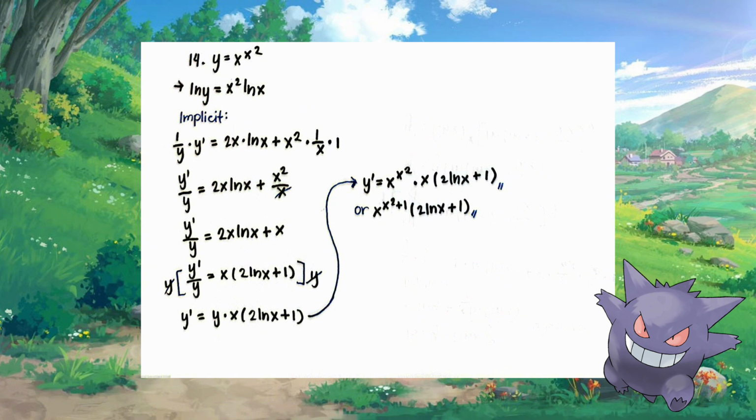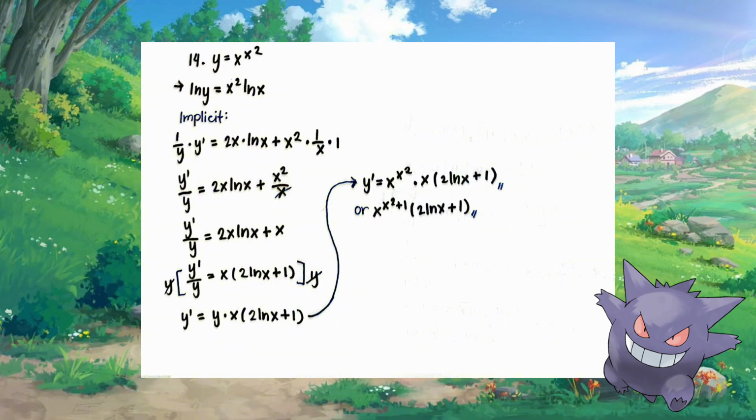1 over y times y prime is equals to y prime over y. Then on the right side, 2x ln of x plus x squared times 1 over x, that is x squared over x. Then we can cancel the denominator x, power rule. The equation will now become y prime over y is equals to 2x ln of x plus x.